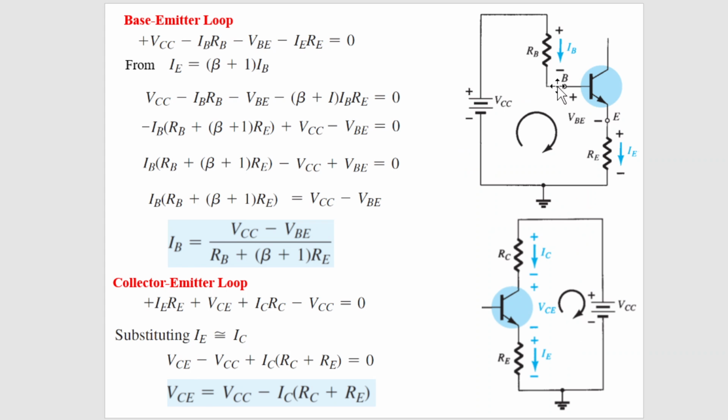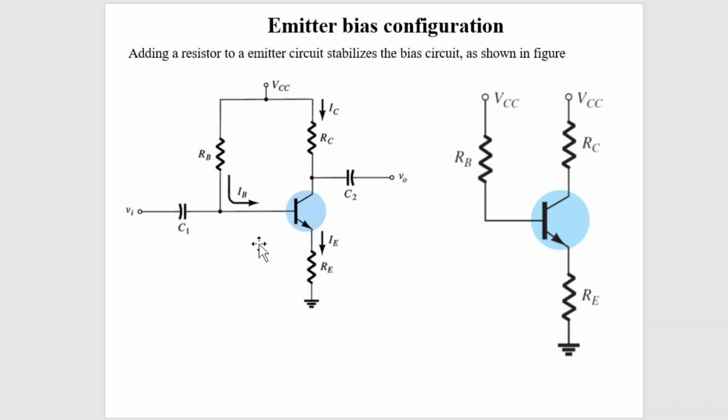So I have drawn it here. This is the base emitter loop: base, emitter, emitter resistance, base resistance, and the positive end of VCC, and the negative end of the power supply, which is grounded, and the emitter is grounded. This means this circuit is exactly equal to this circuit, that is the base emitter loop.